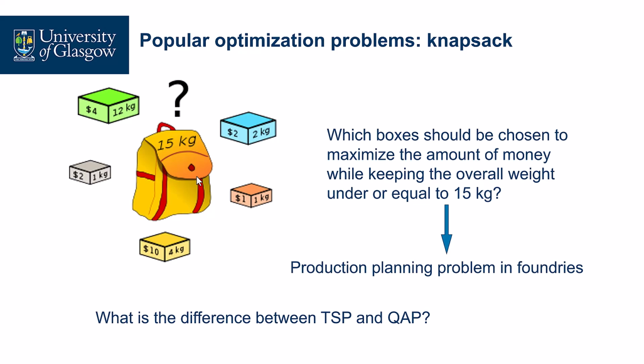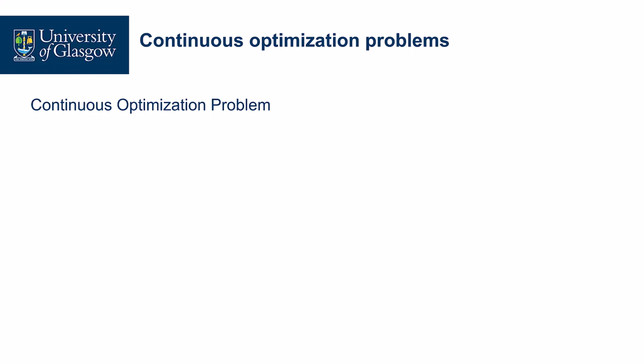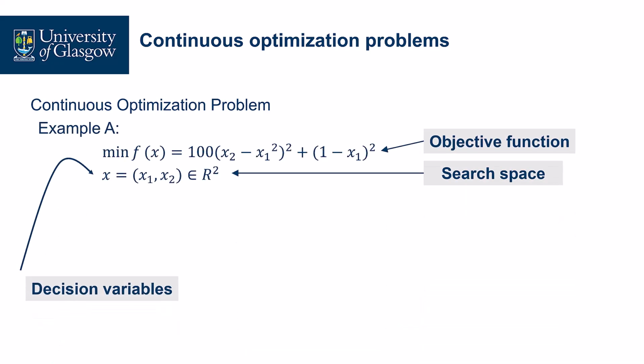So all of the above, we are talking about the combinatorial optimization problem. We are optimizing a plan, right? We want to find the best plan. And another kind of problem is continuous optimization, not combinatorial, continuous. So for example, here is a function. We call it the Rosenbrock function. This is the objective function, this is the search space, and these are the decision variables. This is also a mathematical benchmark problem for optimization.